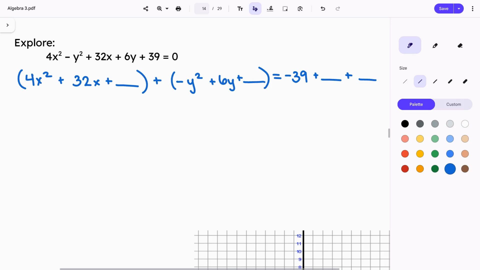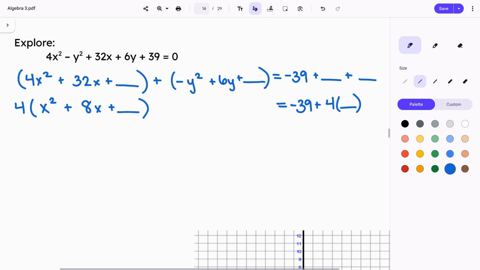From my first set, can we take a 4 out of the 2 terms? If we do, what is 32 divided by 4? 8. I'm going to go ahead over here. That's going to mean I need to put a 4 in front of my first blank to represent what I just did there.